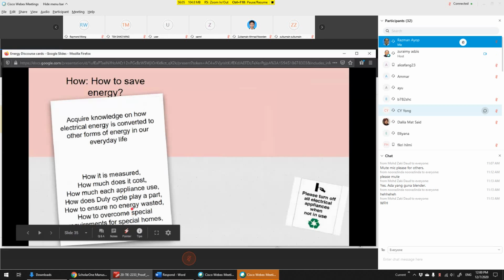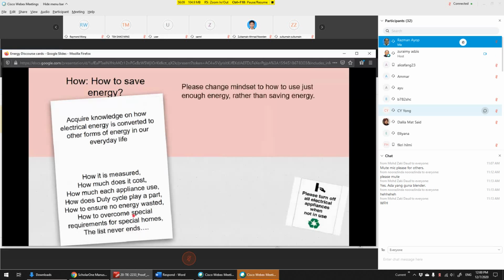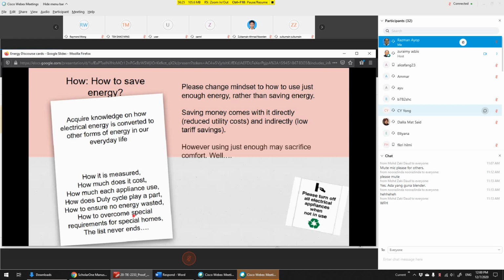No energy wasted. Special requirements for special homes. If you need to turn on your aircon 24 hours, you need to keep the insulation of the room well. So please change the mindset, to how to use just enough energy rather than just saving energy. We use just enough. You save money, it comes with it later. However, when you use just enough energy, it may sacrifice your comfort. Decide between the cost, the need, and comfort, because you are the owner. You will know what you require.